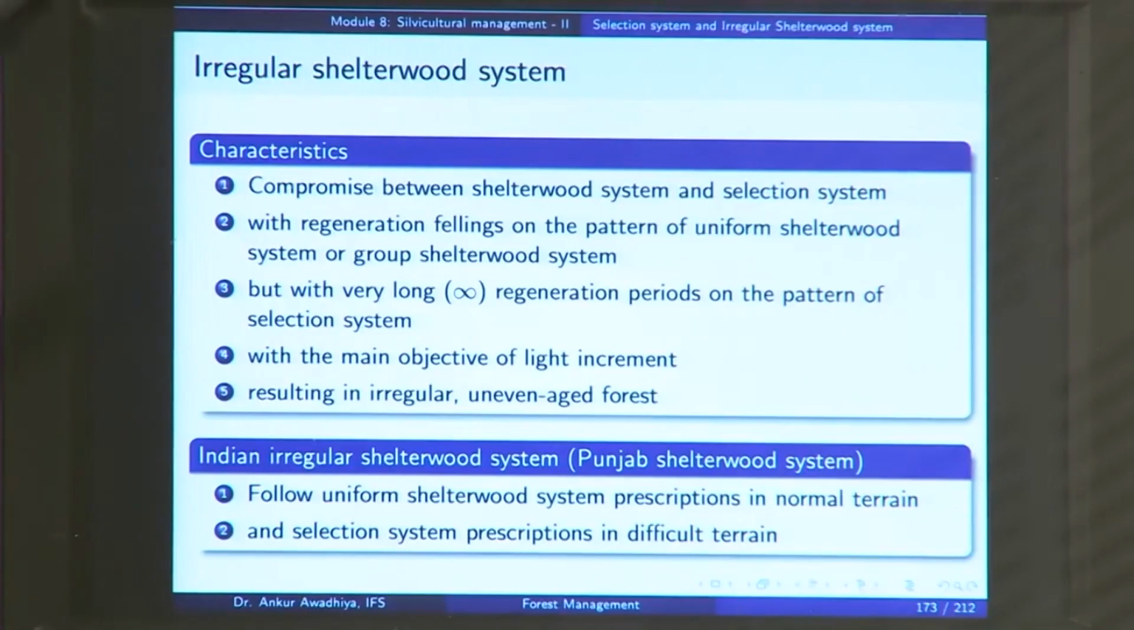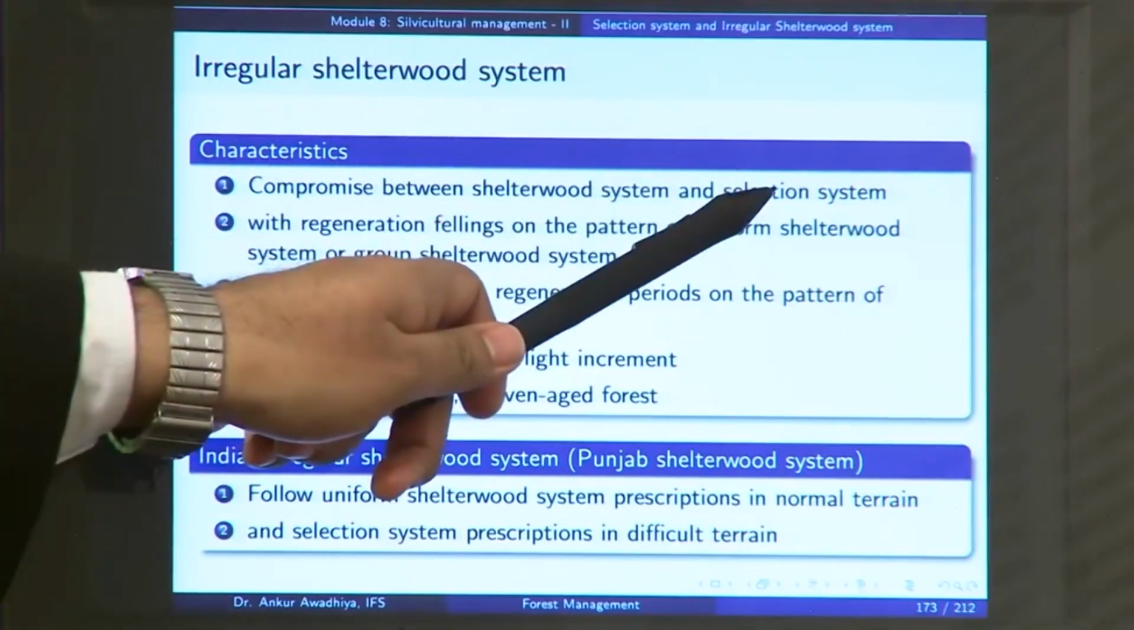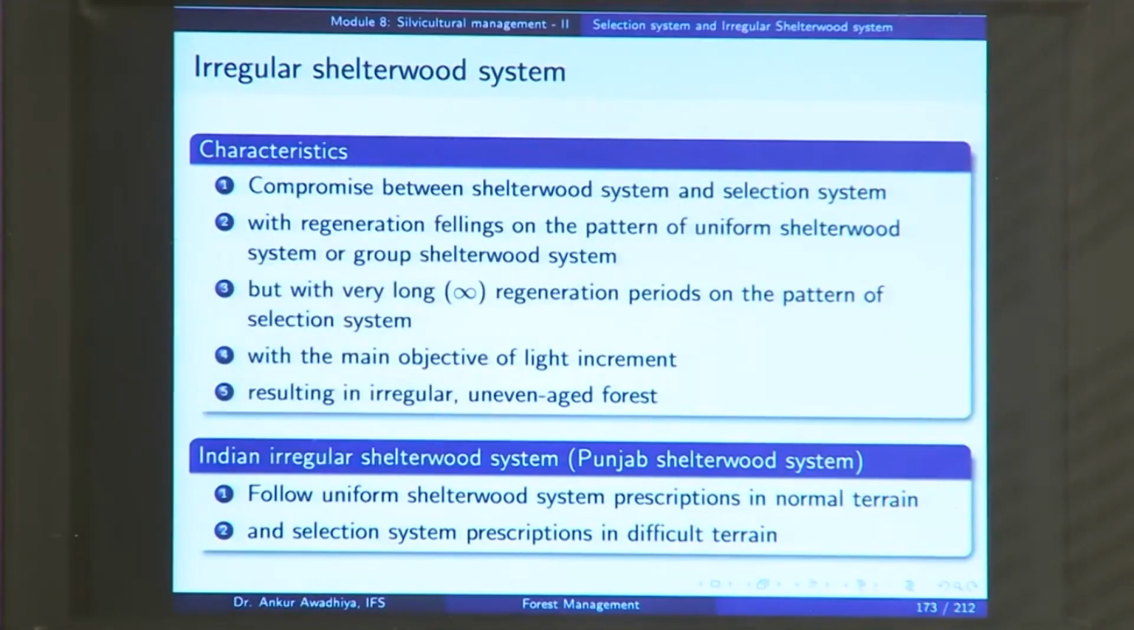This is a compromise between a Shelterwood system and a selection system. In the case of a selection system, we were having a regular uneven aged stand. In the case of a Shelterwood system, we were having an even aged stand. Now, to create an irregular forest, you make a compromise between the selection system and the Shelterwood system. So, you have characteristics of both these systems together.